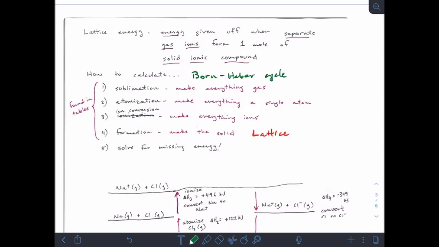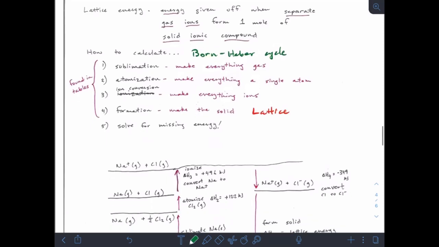If I have, for example, Cl2 or H2, I need to break that apart so I have a single atom of that component. Next is ion conversion. I need to make everything ions. So I'm going to remove an electron from the cation and add an electron to the anion, and there's energy associated with those. And then finally, we have the making of our solid. That is actually where the lattice energy comes into play. Once I have gaseous ions, they can come together to form an ionic solid.